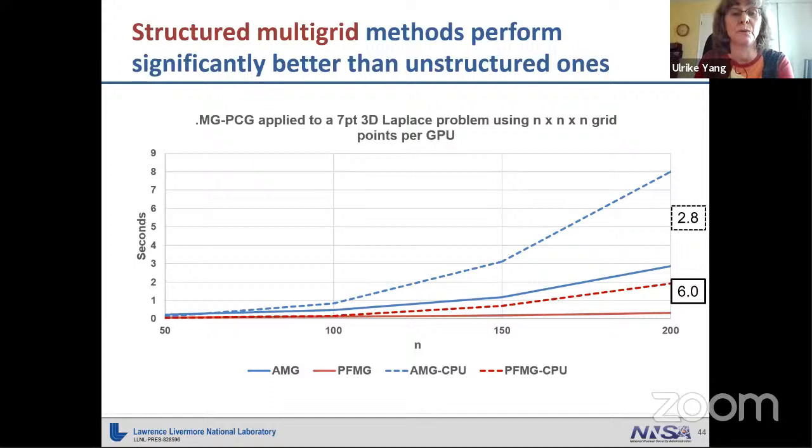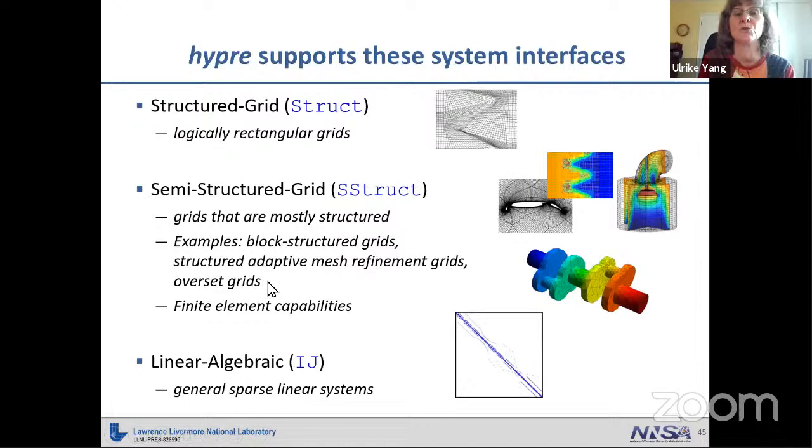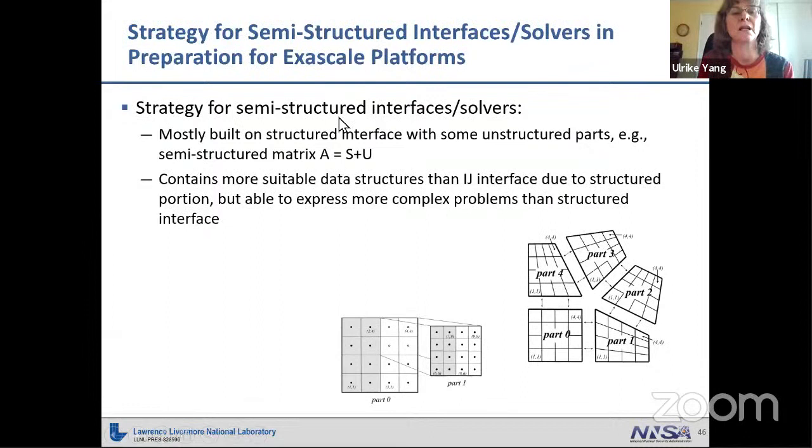And so now we're working towards semi-structured algebraic multigrid methods that can take advantage of structure. As I said before, the semi-structured interface allows you to do block structured grid problems or structured adaptive mesh refinement, et cetera. It also has some finite element capabilities. Let me say a few words about the matrix under the semi-structured interface. It consists of two parts, the structured portion and the unstructured portion. Assuming you have a block structured grid, or an adaptive mesh refinement, inside each part it is completely structured, so you can take advantage of the structured data structure that I mentioned before. The unstructured portion is generally fairly small because it's just what binds the parts together. It might have some additional things, like boundary points, et cetera.